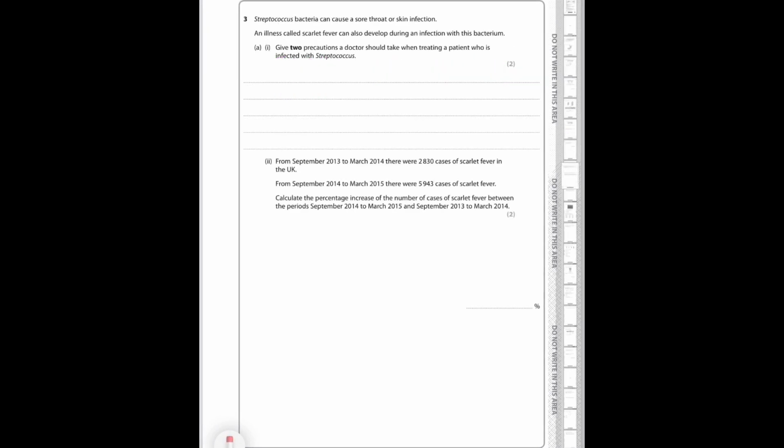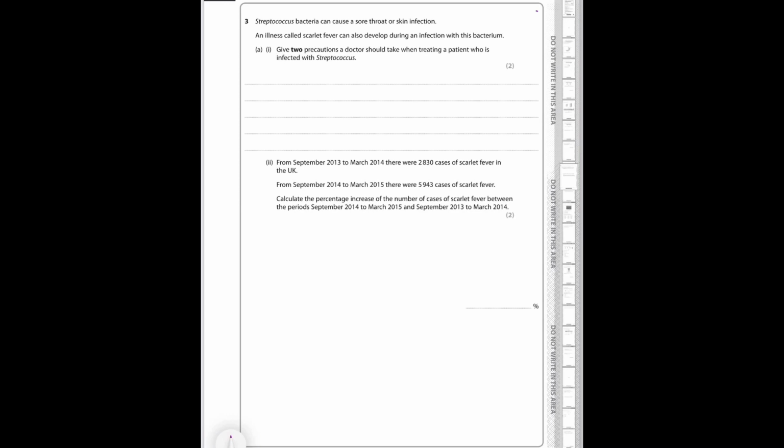From September 2013 to March 2014, there were 2,831 cases of scarlet fever in the UK. From September 2014 to March 2015, there were 5,943 cases of scarlet fever. Calculate the percentage increase in the number of cases of scarlet fever between the periods of September 2014 to March 2015 and September 2013 to March 2014.